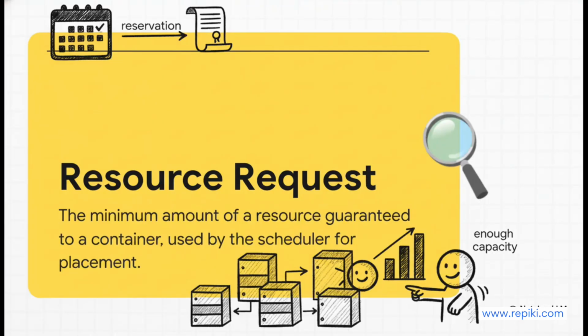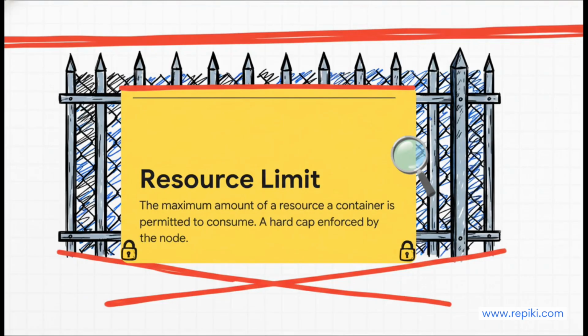First up, we have the request. Think of this as a reservation. It's you making a deal with the Kubernetes scheduler. You're saying, hey, to run properly, my pod is guaranteed to need at least this much CPU and memory. Find me a node that can promise me that spot. And then you have the limit. This is a totally different beast. This isn't a friendly reservation, it's a hard and fast rule, a ceiling. You're telling the node itself, look, no matter what happens, do not let this container ever use more than this amount of resource, period. It's your safety net to prevent one container from hogging everything.